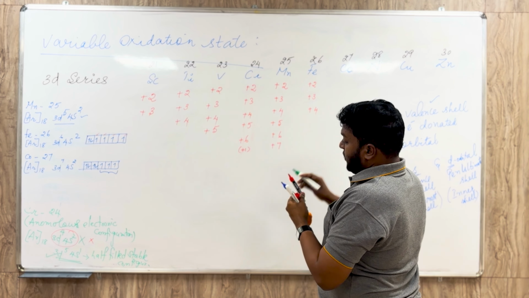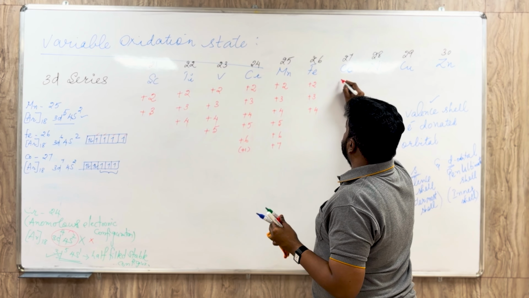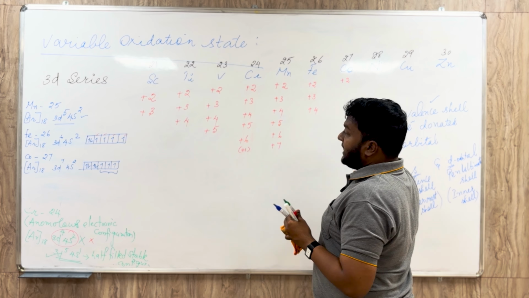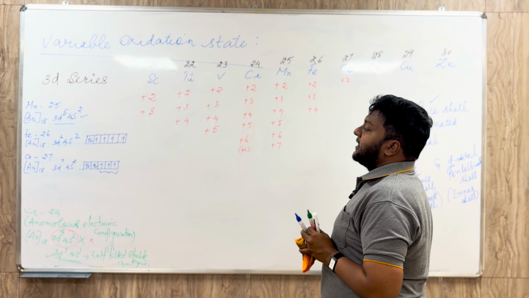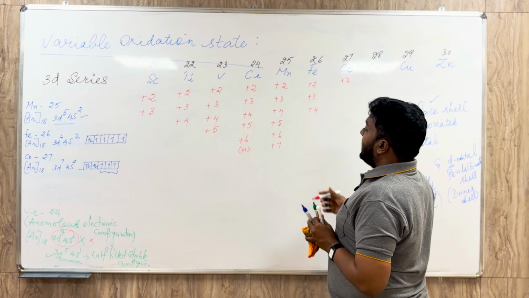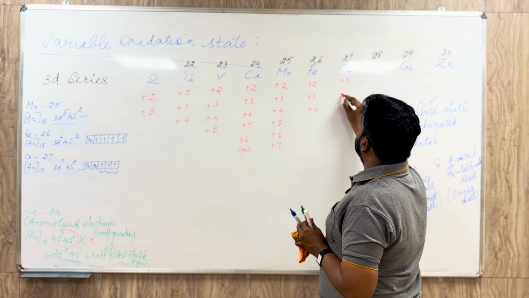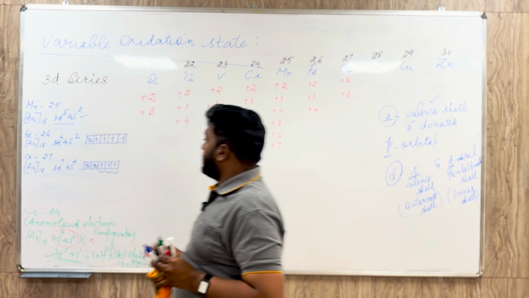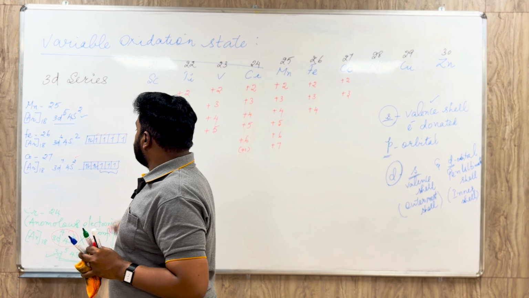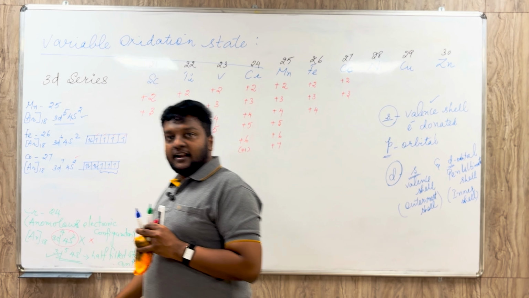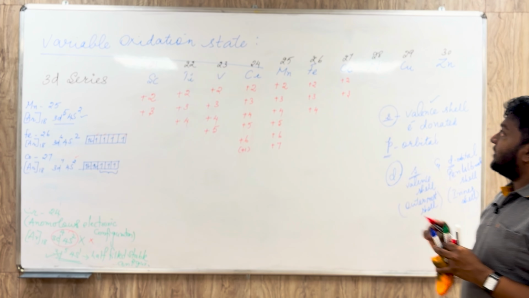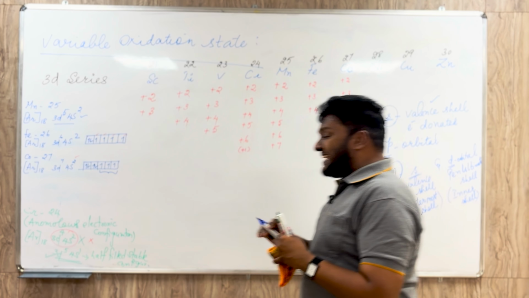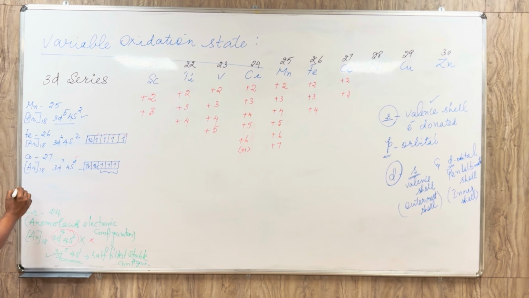From the s orbital it can donate 2 electrons. From s how many electrons can be donated? 2 electrons can be donated. And after that, how many electrons can be donated? +3 can be donated, isn't it? So 2 electrons can be donated, and after 2 electrons it can donate 3 electrons. So here, 3 electrons. Now coming to nickel, I have written the possible configurations.